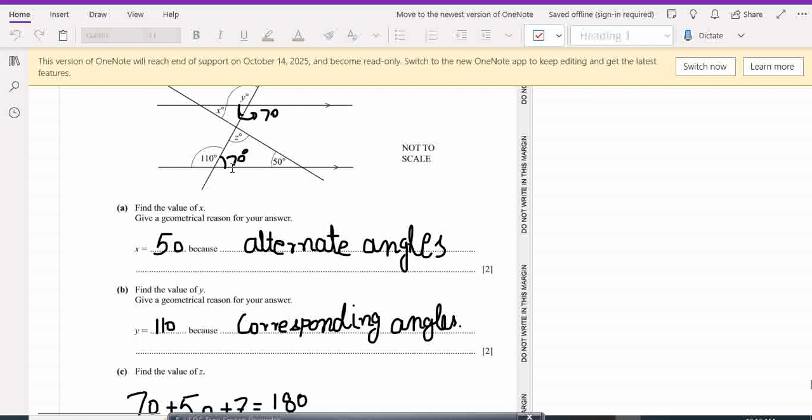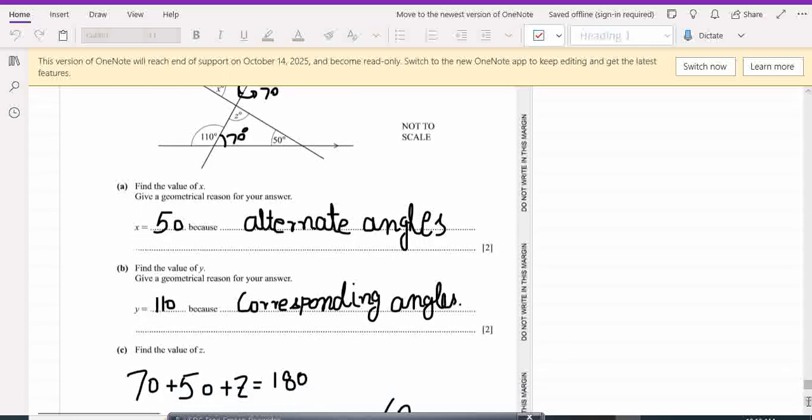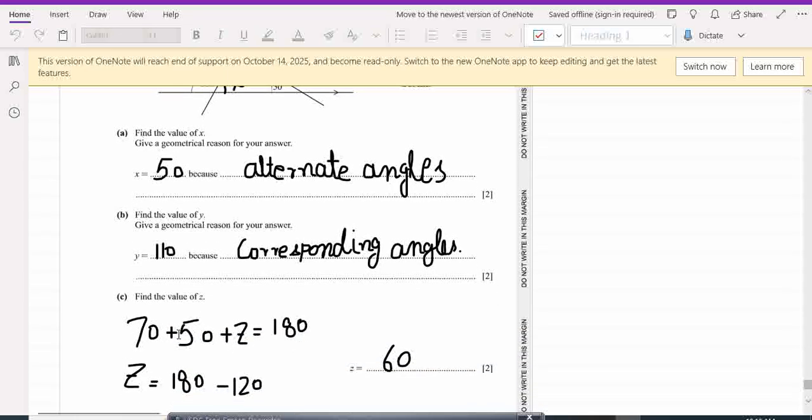The sum of all three angles of a triangle is 180. So z plus 70 plus 50 should be equal to 180. You write the reason here: the sum of angles in a triangle is 180.